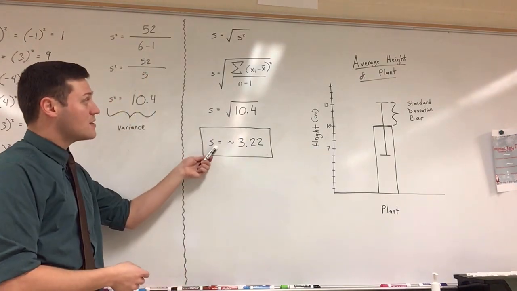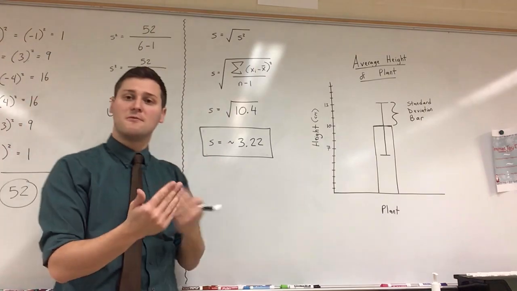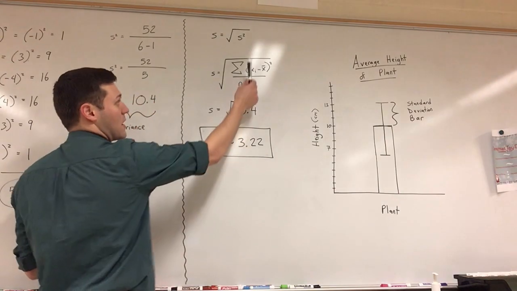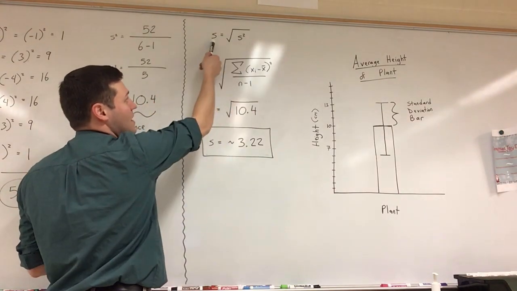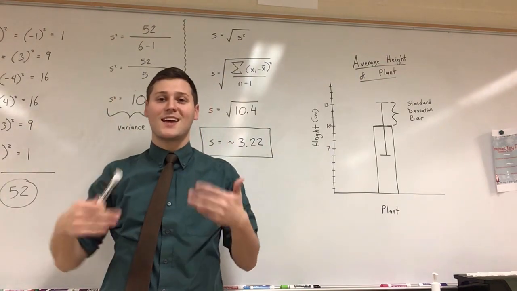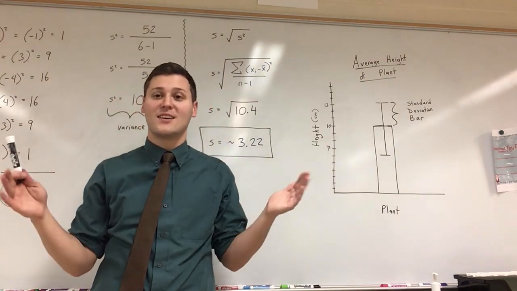Because standard deviation is proportionate to variance, if we have a high variance, we're going to have a high standard deviation. If we have a low variance, we have a low standard deviation. So both of them say essentially the same thing, how spread out our data is.